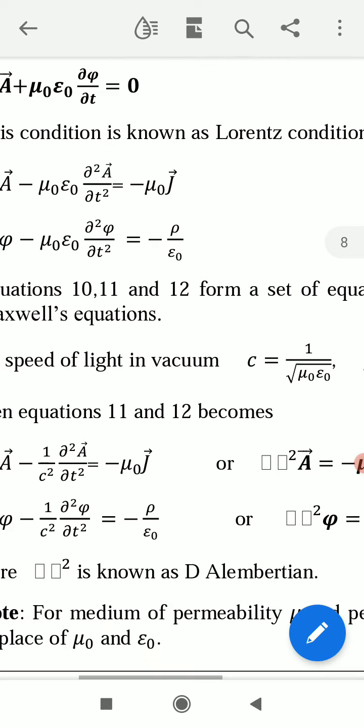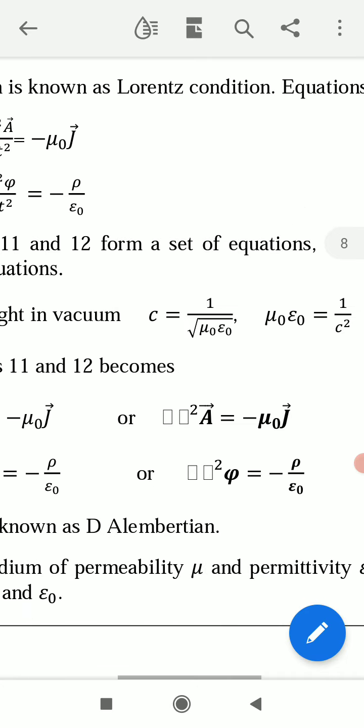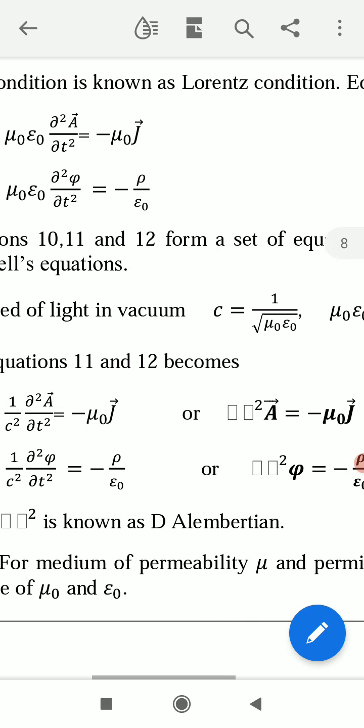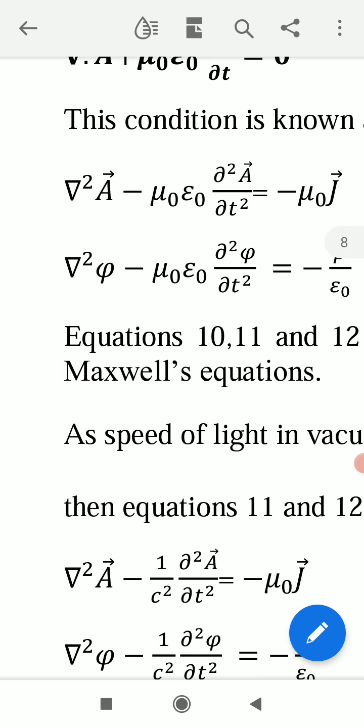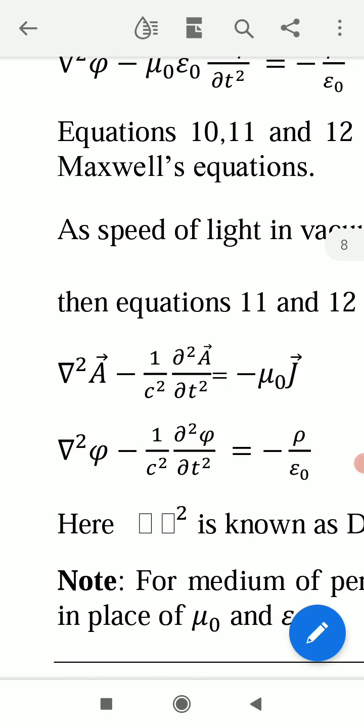As the speed of light in vacuum c is equal to 1 upon under root mu 0 epsilon 0, mu 0 epsilon 0 becomes equal to 1 upon c square, and in these two relations, if we put mu 0 epsilon 0 equal to 1 upon c square, then these two equations reduce to del square A minus 1 upon c square d2 A upon dt square equal to minus mu 0 j, and del square phi minus 1 upon c square d2 phi upon dt square equal to minus rho upon epsilon 0.